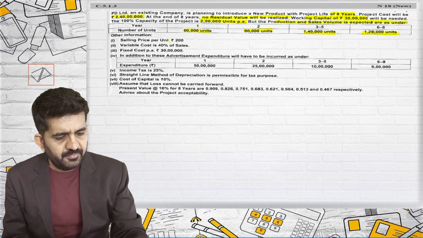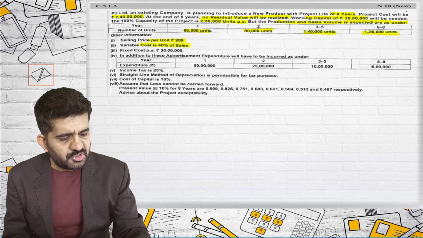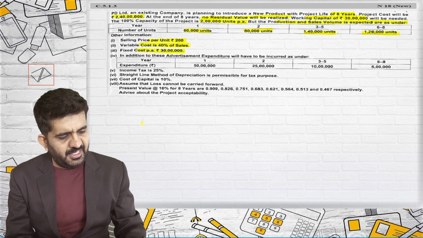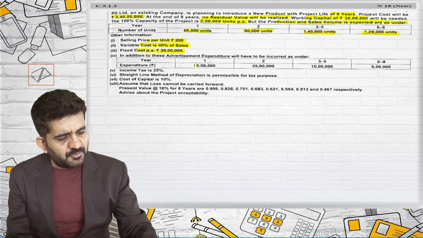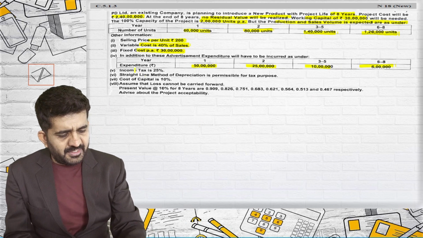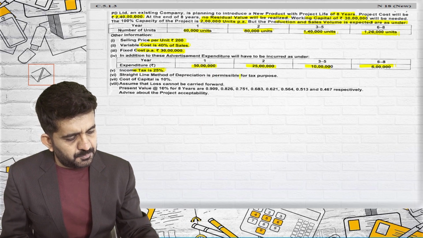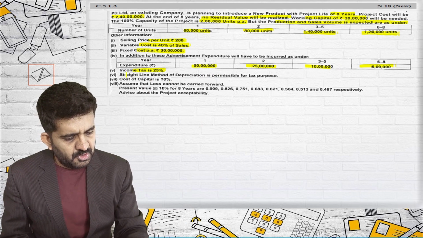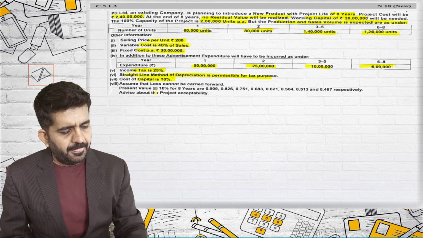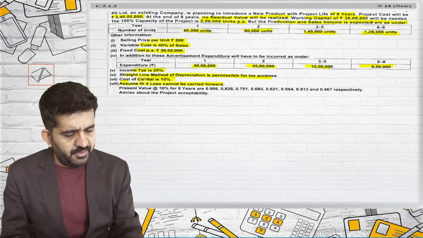Other information. Selling price per unit is 200. Variable cost is 40% of sales. Fixed cost per annum is 30 lakhs. And the advertisement expenditure is also given separately. Income tax is 25%. Straight line method of depreciation is permissible for tax purpose, so I will be using the SLM method. Cost of capital is 10%. Assume that loss cannot be carried forward.